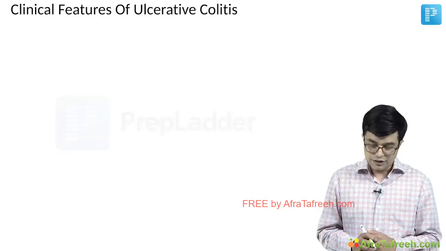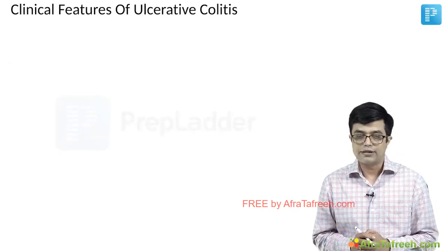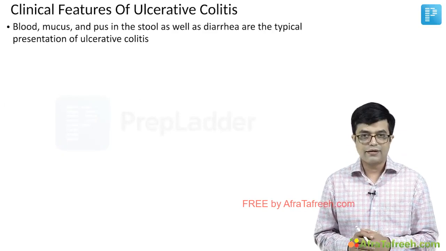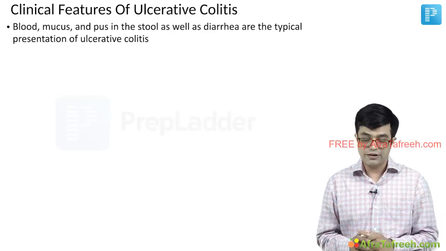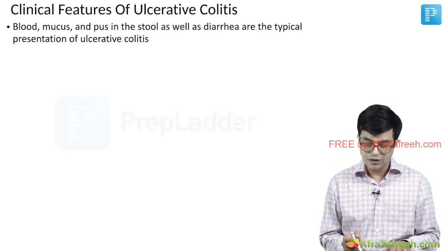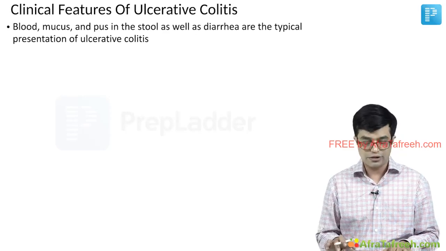therapy in children. What are the clinical features of ulcerative colitis that you find? As I said, diarrhea is the predominant presentation. So, blood, mucus and pus in the stool as well as diarrhea is the typical presentation.